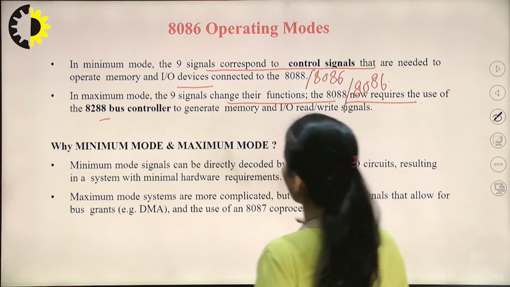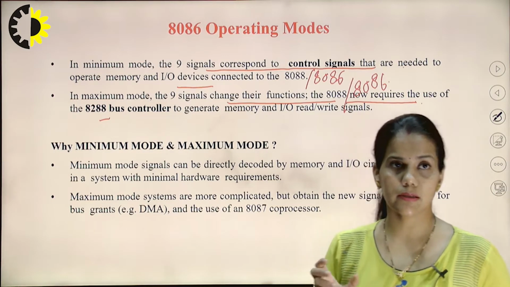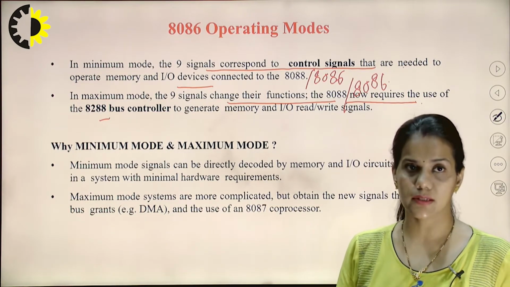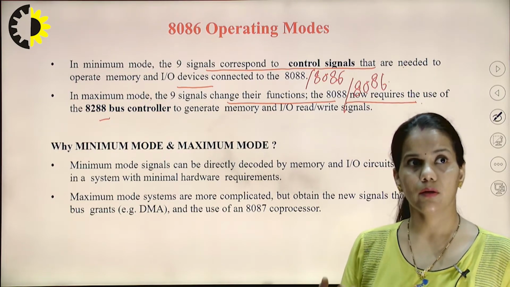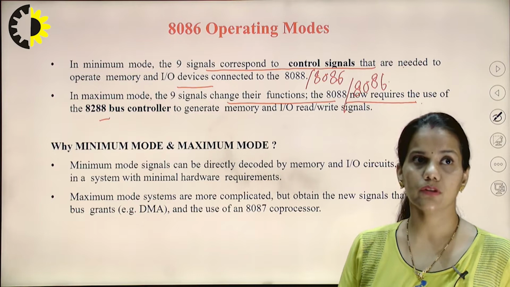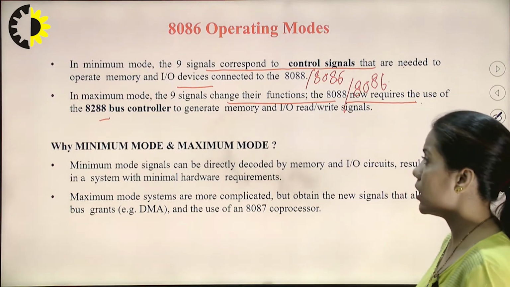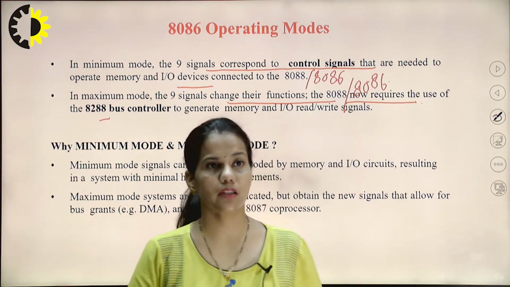So in maximum mode, not only is our microprocessor 8086 used, but along with it there can be other processors available. So we need the 8288 bus controller to generate memory and input output read and write signals. So this is how the operations take place in the case of maximum mode.